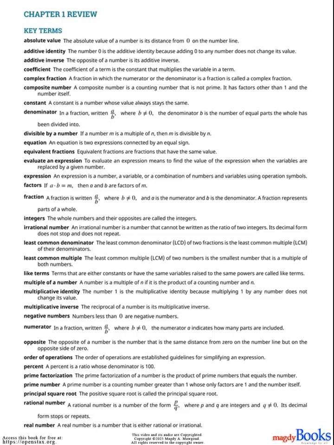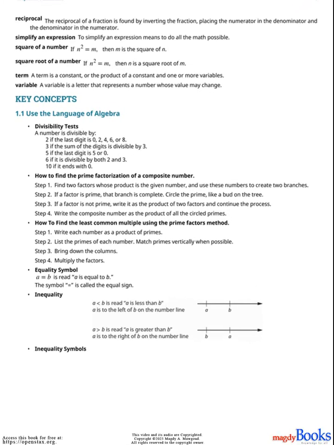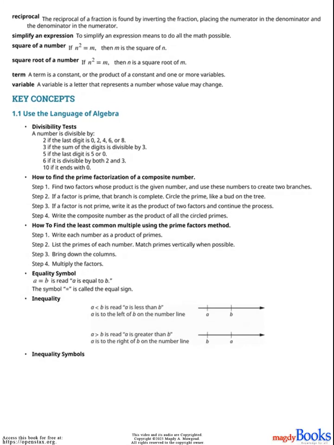Rational number. A rational number is a number of the form p over q, where p and q are integers, and q does not equal 0. Its decimal form stops or repeats. Real number. A real number is a number that is either rational or irrational. Reciprocal. The reciprocal of a fraction is found by inverting the fraction, placing the numerator in the denominator and the denominator in the numerator.